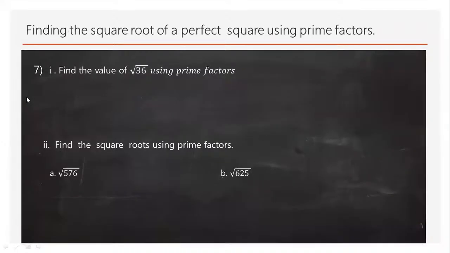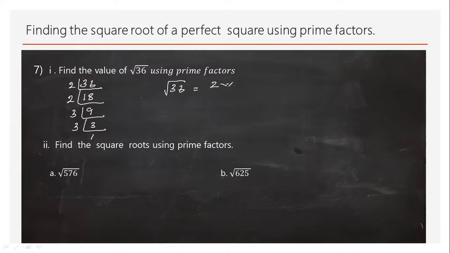Here, find the square root of 36 using prime factors. Mentally we can say it, but we are going to learn the prime factorization method. As an example, 36 divided by the smallest prime number 2 is 18. Divide by 2 again, 9. Divide by the smallest prime number 3, 3. Divide by 3, 1. Then we can express the square root of 36 like this: square root of 2 into 2 into 3 into 3.